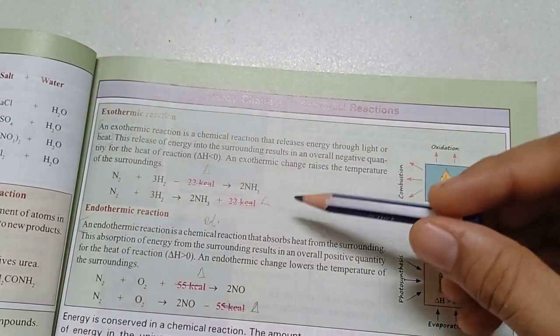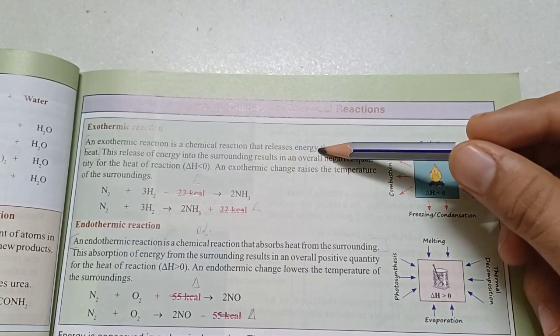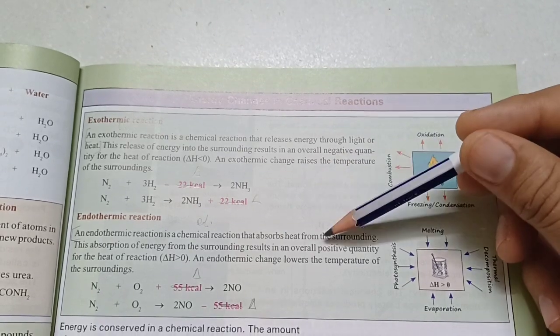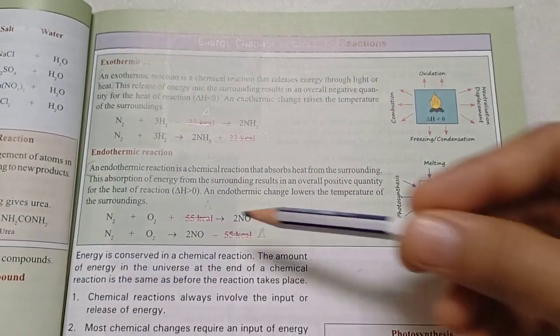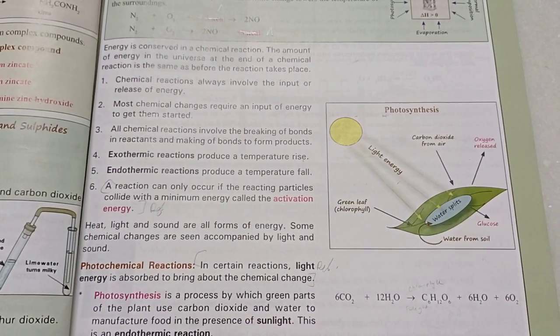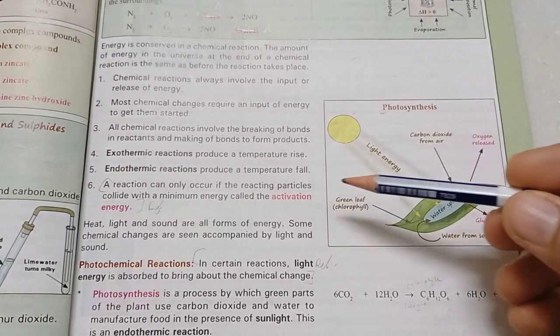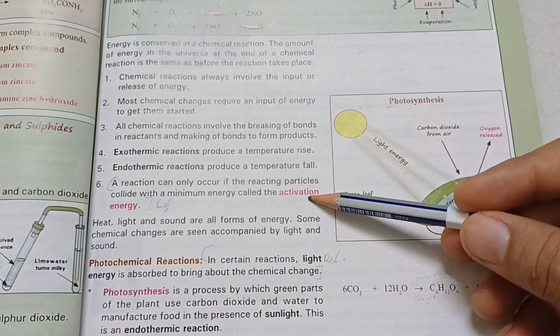Now, some reactions release heat, they are called exothermic. Mark the definition. Because of them, the surrounding temperature rises, and if the surrounding temperature decreases, it's endothermic because they absorb heat. Learn the examples. Values are not important. And every reaction requires a minimum energy to start so that the particles can start colliding with each other. This is called activation energy.